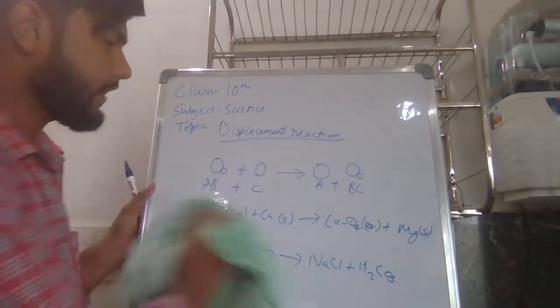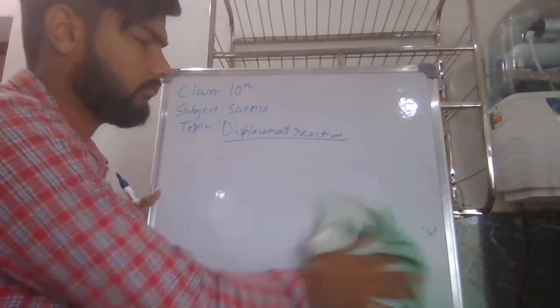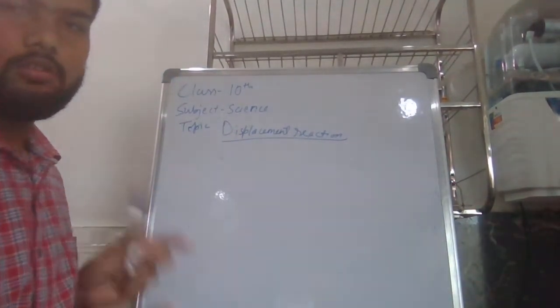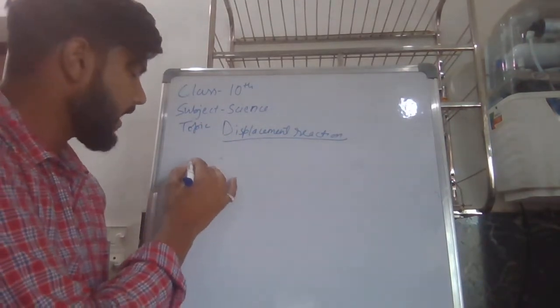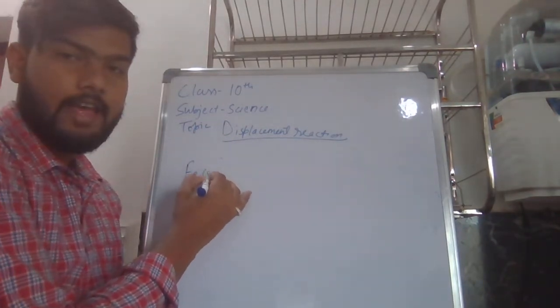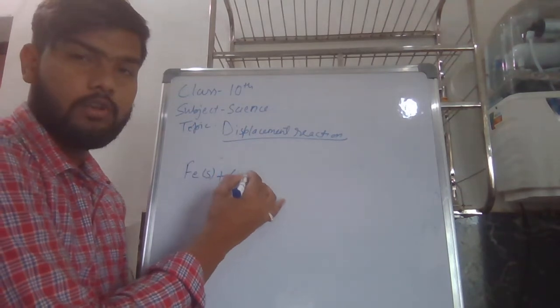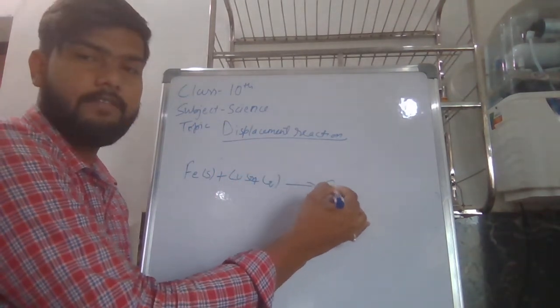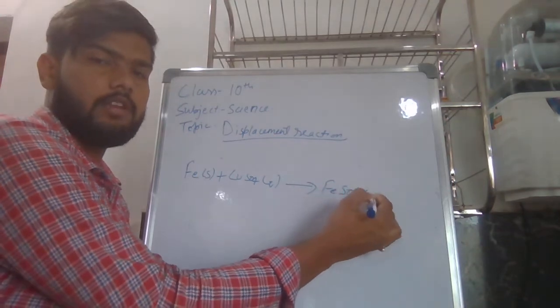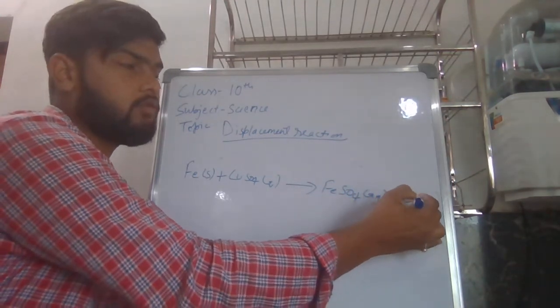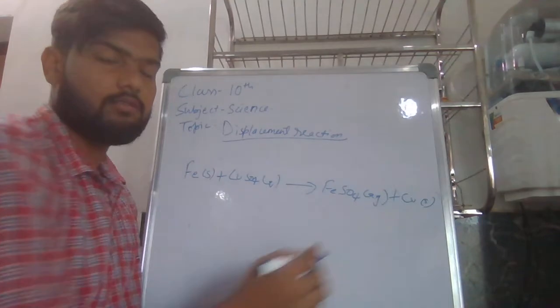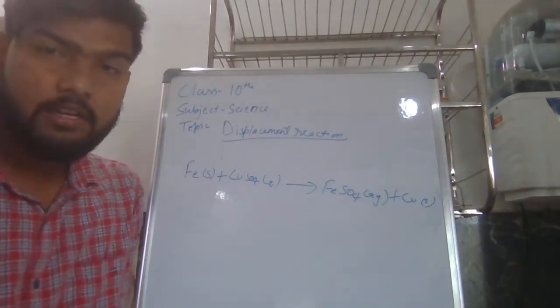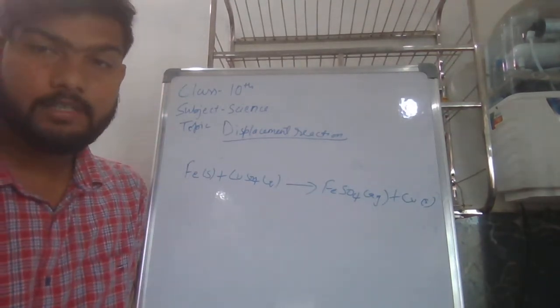Okay, so here the equation will be like Fe + CuSO4 (aq) as reactants, giving FeSO4 (aq) + Cu. So this will be the equation for the reaction of iron nail with copper sulfate solution.